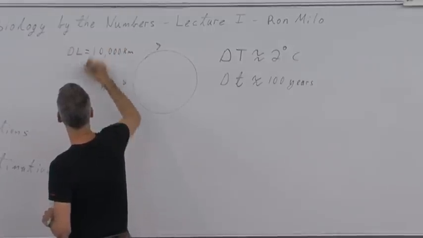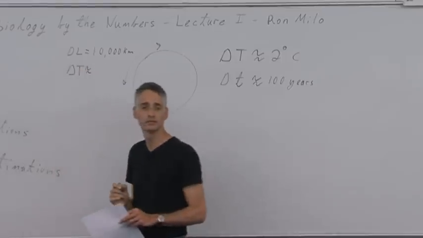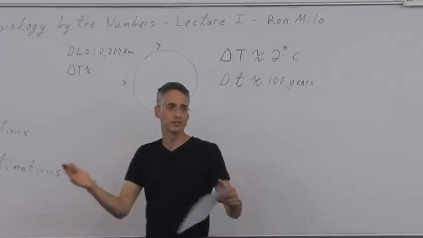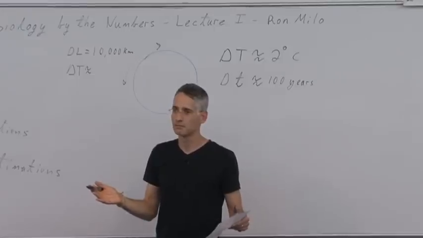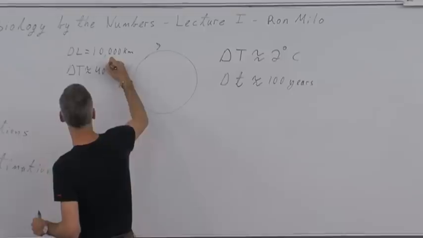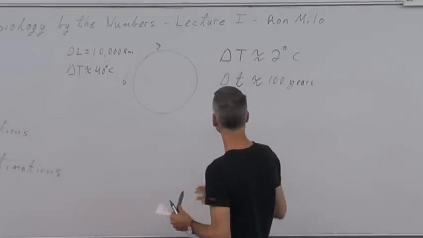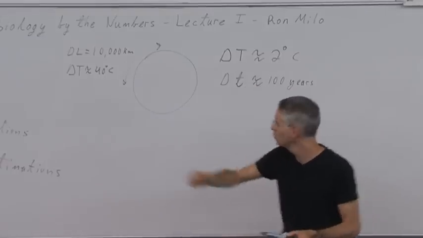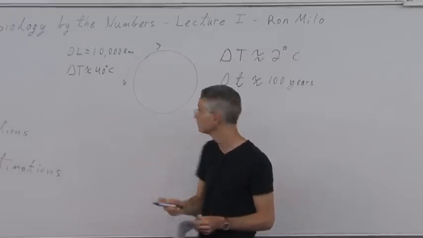That's delta L. And what's the difference in temperature? So let's say here it's about 30 degrees Celsius, and here let's say it's, I don't know, minus 10. So delta T of about 40 degrees Celsius. Okay, so what are we talking about? It's going to be hotter. If it's going to be hotter, we want to move towards the poles in order to correct for that.